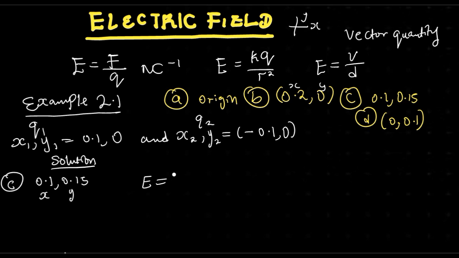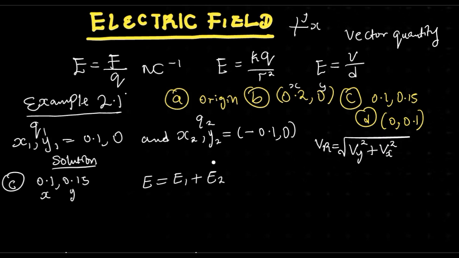In this case, it is E1 plus E2. So what's our E1? Our E1 is 4,000, right? 4,000 Newton per coulomb to the y-axis. I remember we wrote 400 before, but it was a mistake. It's supposed to be 4,000. You can recheck it.